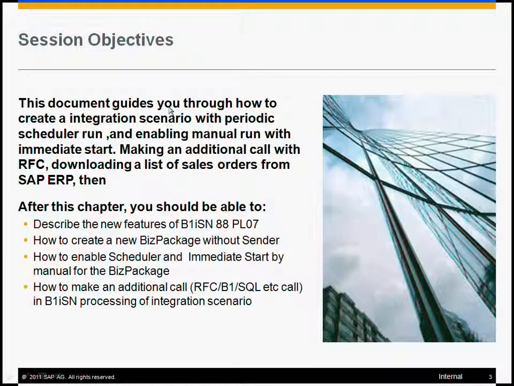Here's the objective for this session. After this session, you should be able to describe the new feature available in the latest patch, B1i SM 8.8, and how we can create a business package without a sender using the Vault sender system type. Then how we can enable the scheduler setting and the immediate start by menu for the business package. And last but not least, another very important topic: how we can make an additional call to RFC, to B1, or even to SQL inside the B1i SM processing.